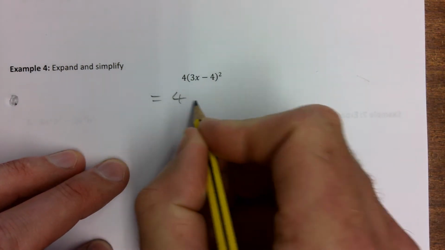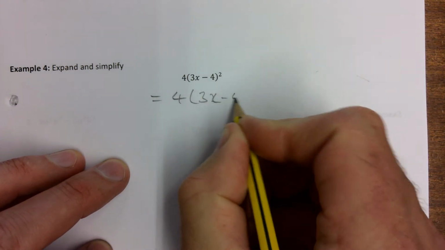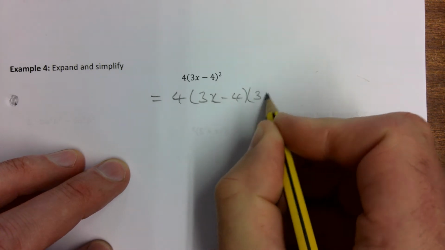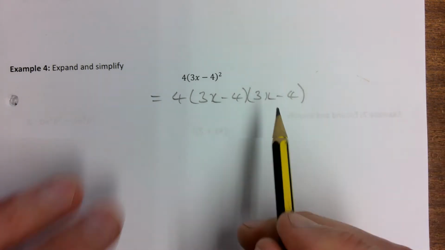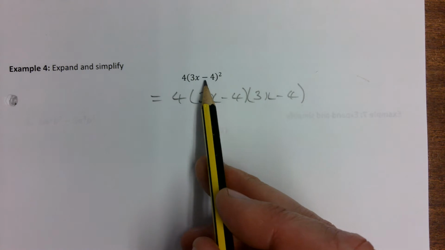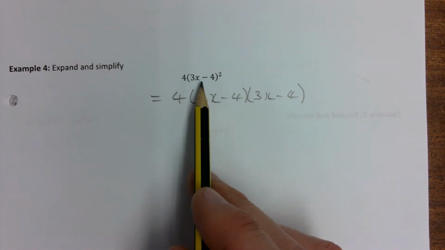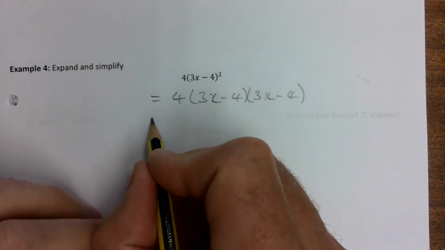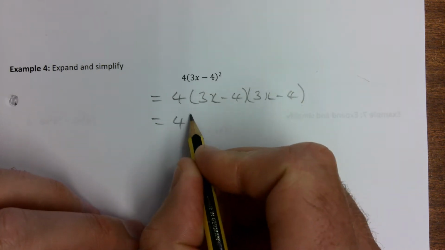This is going to be the same as 4 upon 3x minus 4, 3x minus 4. A really common mistake here, if people square the 3x and square the minus 4 and think that's it done, this means we've got to do FOIL here. We still have a 4 to deal with, so we're not going to do that quite yet.